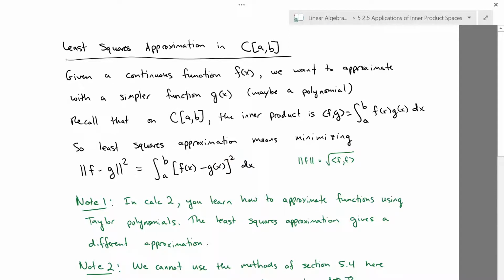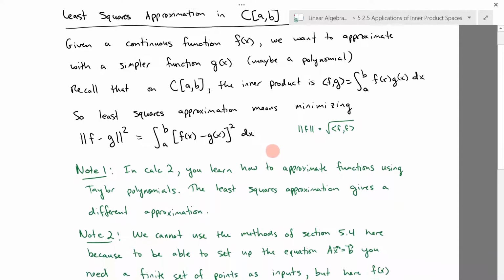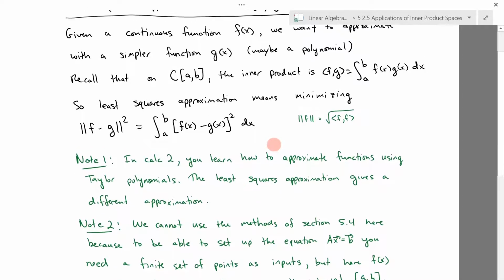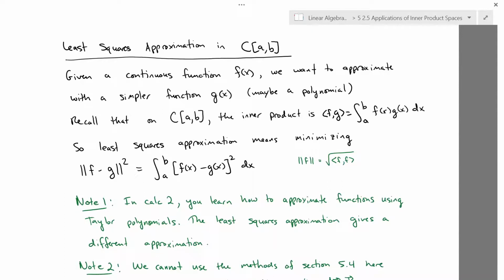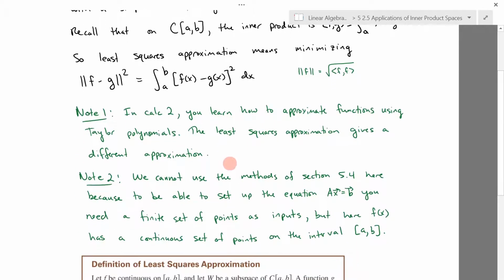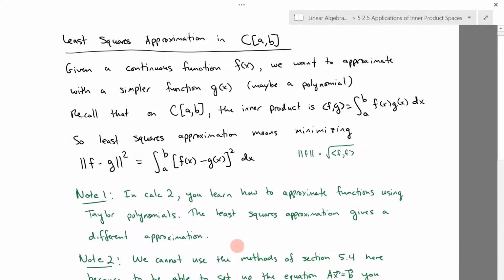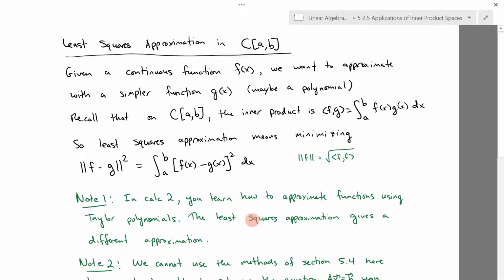Okay, so there's a couple of things to be aware of in this kind of least squares approximation for functions, right? First, in Calc 2, you already have a method of approximating functions using Taylor polynomials. This kind of least squares approximation is a different kind of approximation from Taylor polynomials.